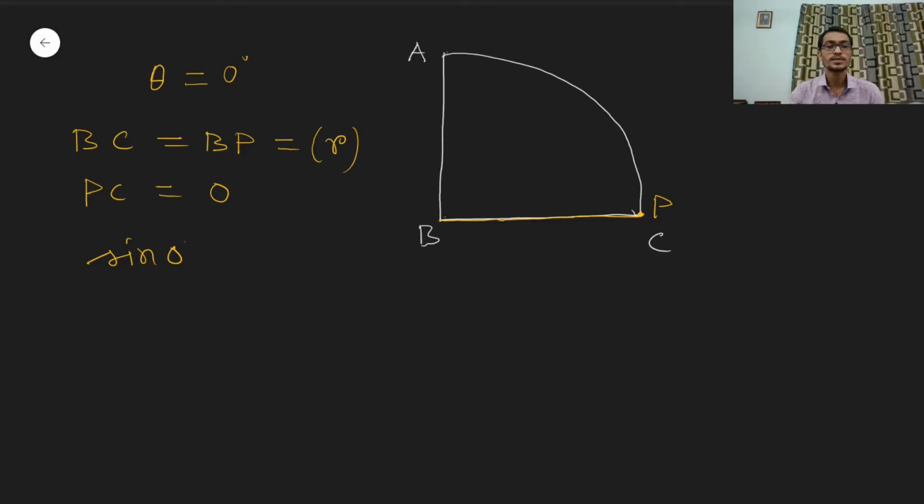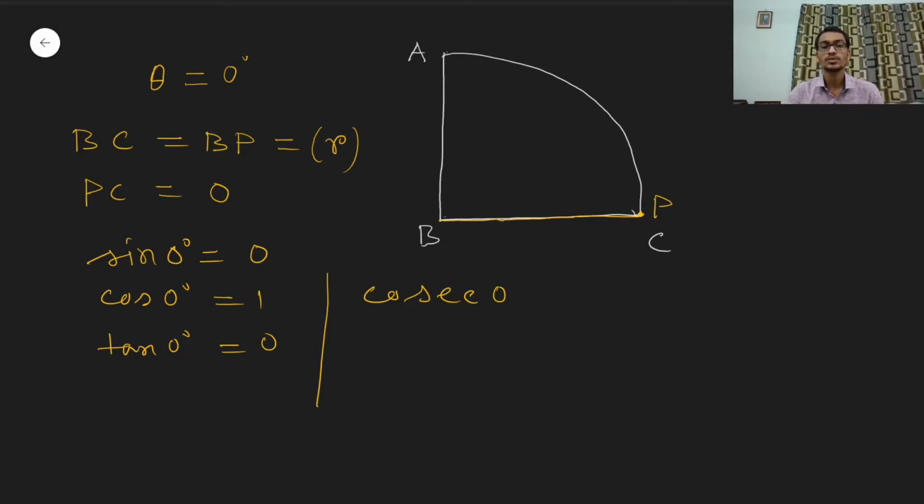So we get sine 0 degree equals 0, cos 0 degree equals 1, and tan 0 degree equals 0. And in a similar manner, you can find cosec 0 degree. Yes, there may be some confusion for cosec 0 degree, so we will discuss it right now. And sec 0 degree equals 1.